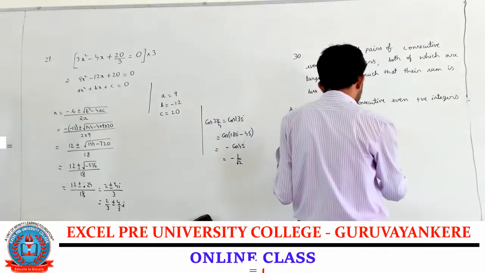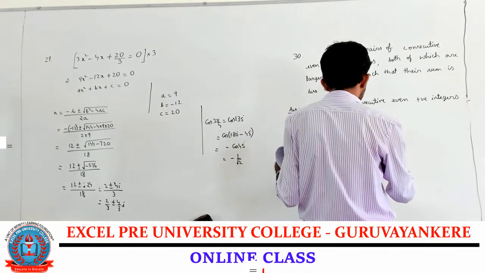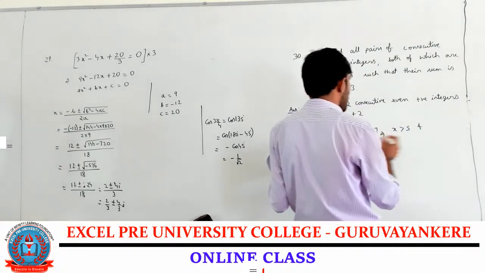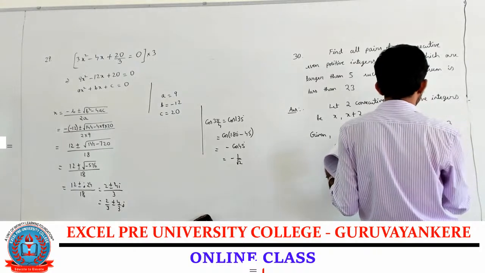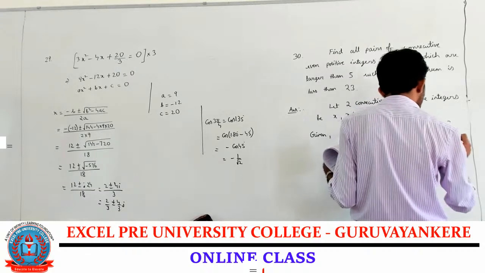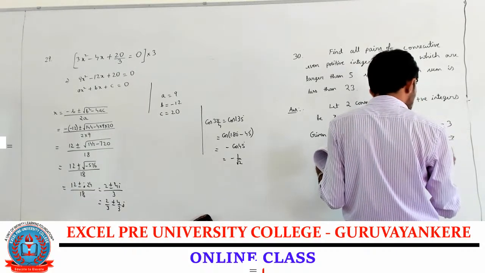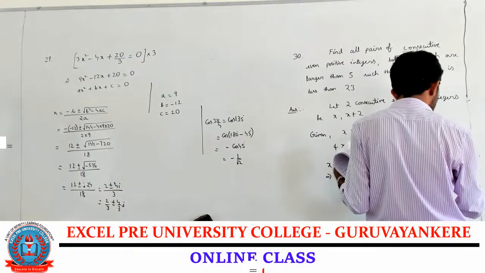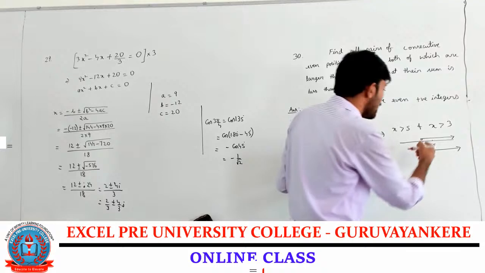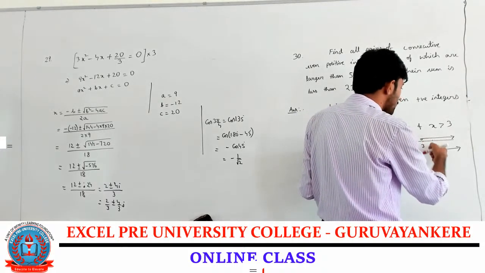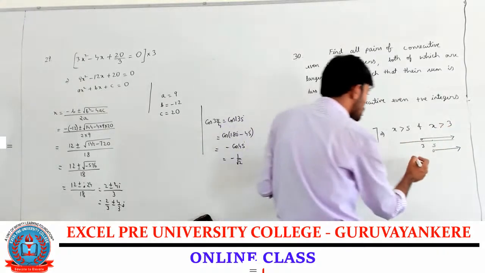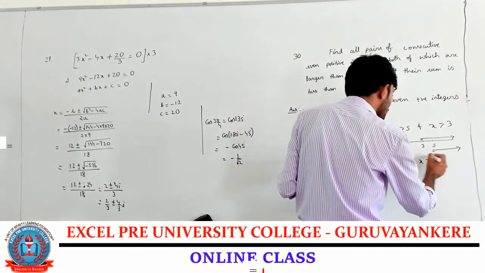Here, combining these two: from this, x is greater than 5, and x is greater than 5 minus 2, which is 3. x is greater than 5, x is greater than 3. This is 3, this is 5. x is greater than 5 means right side of 5. x is greater than 3, x is greater than 5. Common to these two is x is greater than 5, which is 5 to infinity. So combining these two we get x is greater than 5, correct?